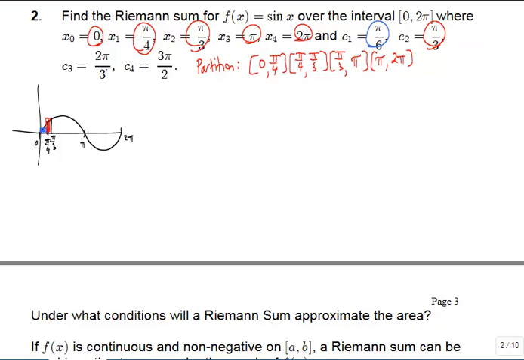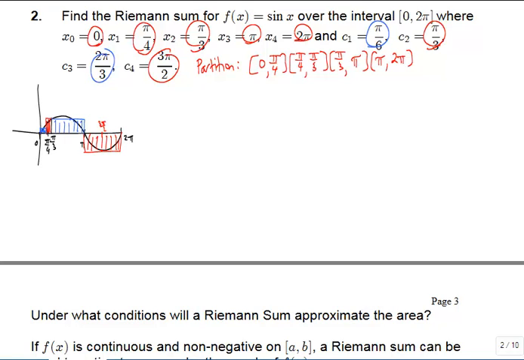Then we're going to go to 2 pi over 3, which would be right about here, and we're going to draw a rectangle that would have that height. And then we're going to go to 3 pi over 2, which would be down here, and we're going to draw that rectangle. So those 4 rectangles are the Riemann sum for this particular function using this particular partition. Okay, so let's actually compute what this approximation would be.